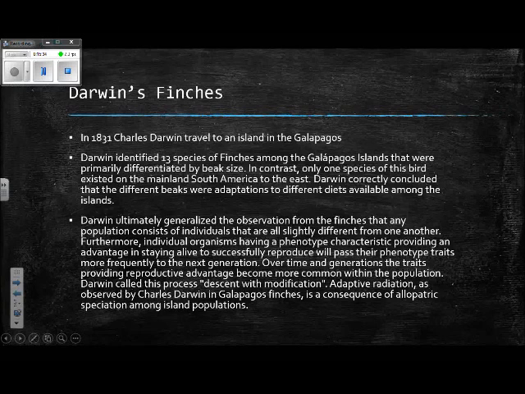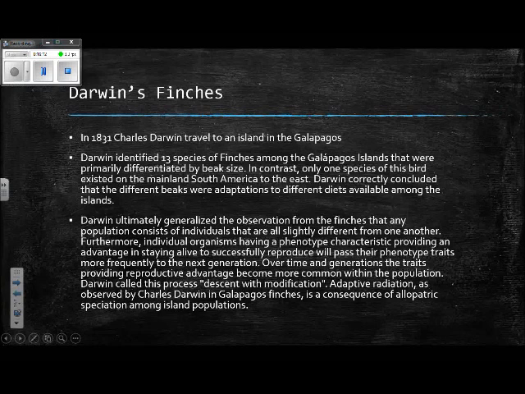Darwin ultimately generalized from the observation of the finches that any population consists of individuals that are slightly different from one another. Furthermore, individual organisms having a phenotype characteristic, so phenotype is just what you see, providing them an advantage to stay alive and successfully reproduce, will pass their phenotype traits more frequently to the next generation. Over time, the traits providing reproductive advantages become more common within a population. Darwin called this process descent with modification.